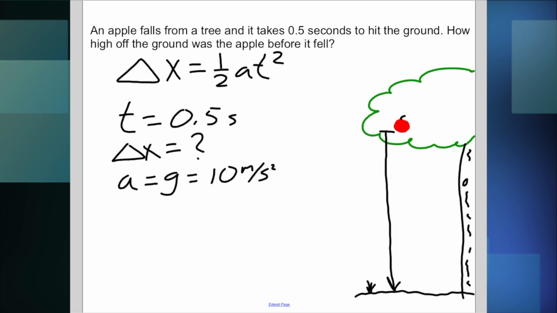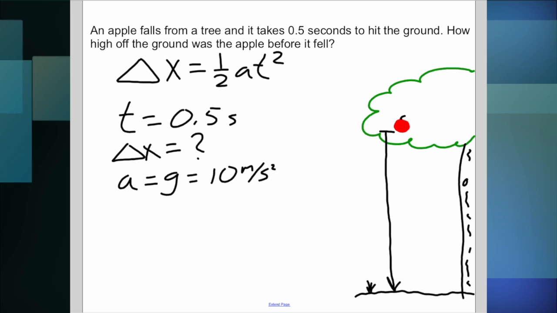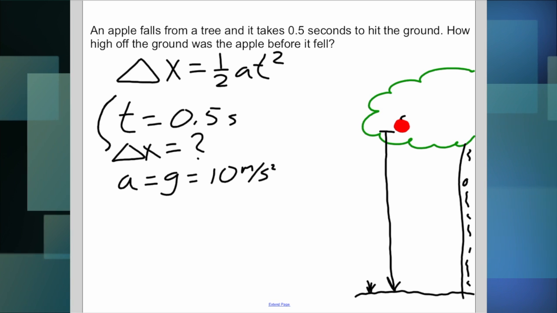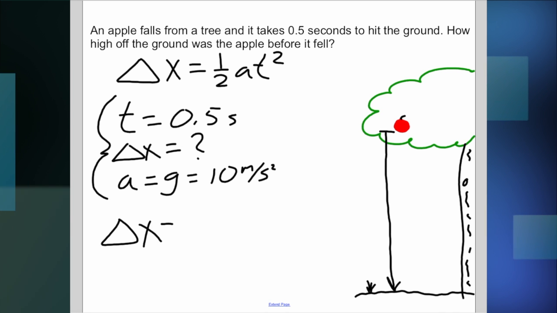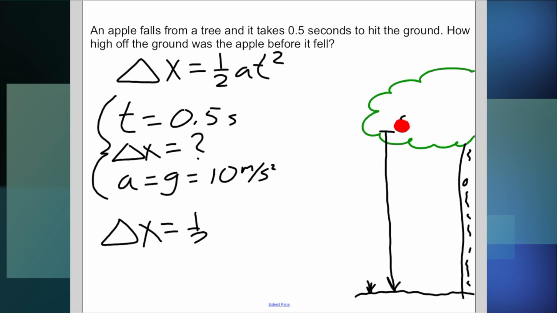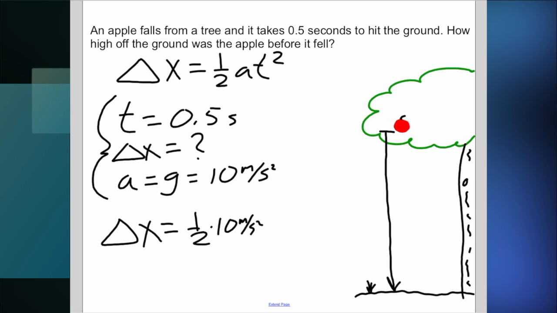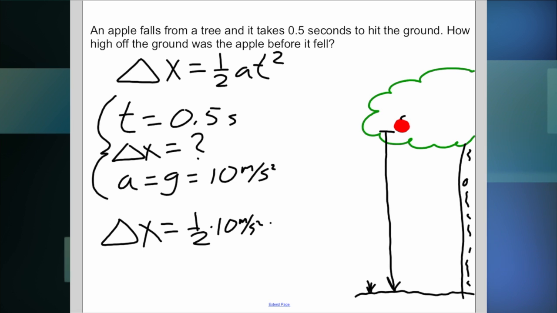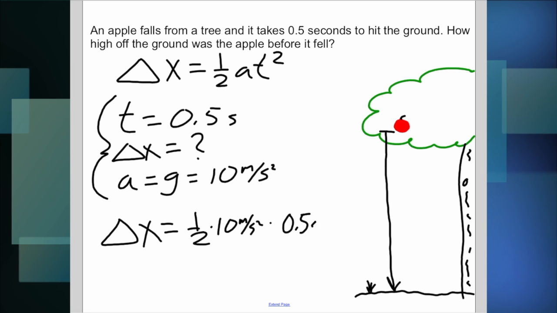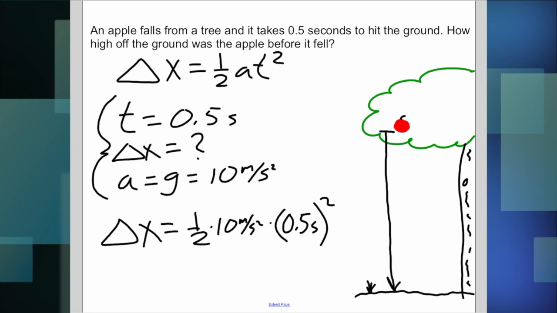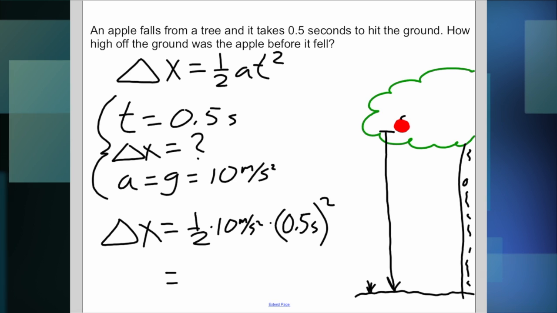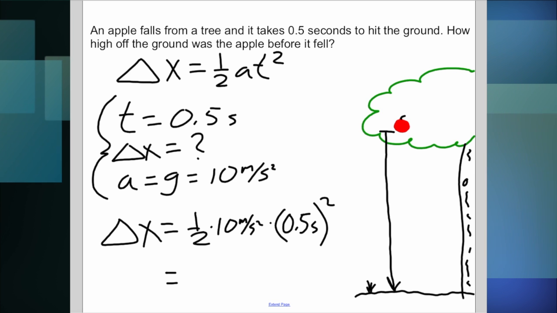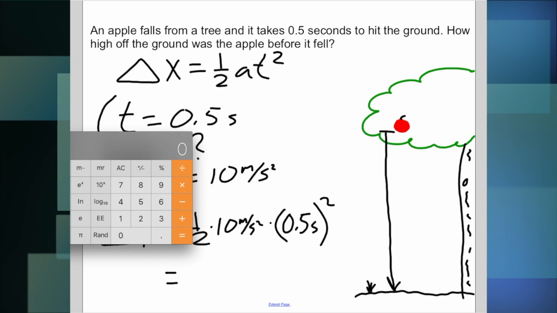All right? So now, plug in what we know into the equation, we're going to get delta x equals 1/2 times 10 meters per second squared times 0.5 seconds squared. All right, now what I want you to do is calculate that. Pause the video, calculate that.